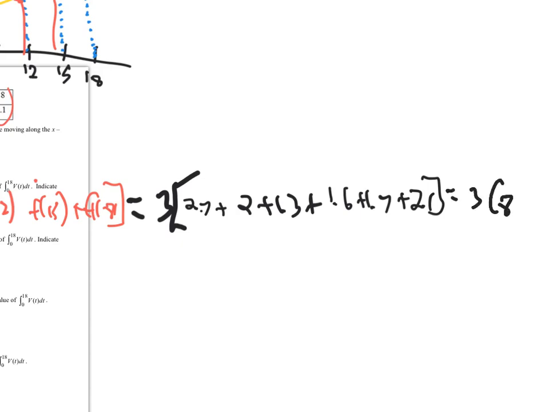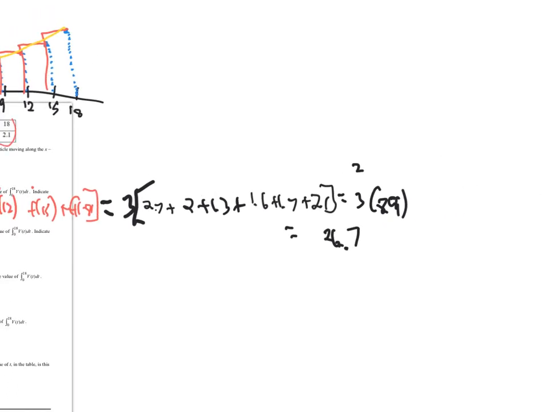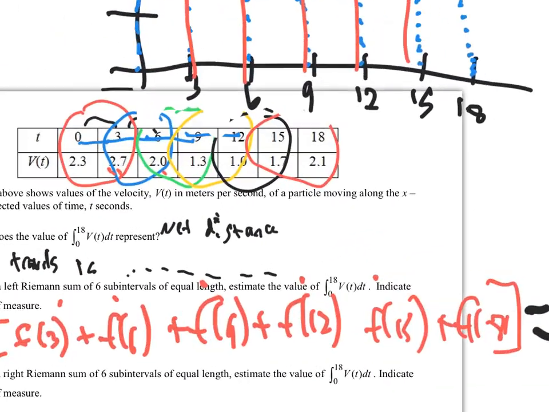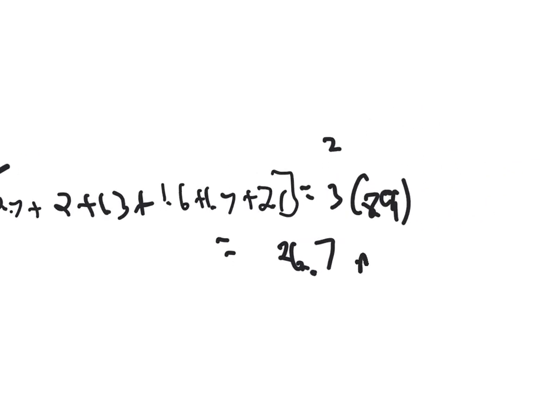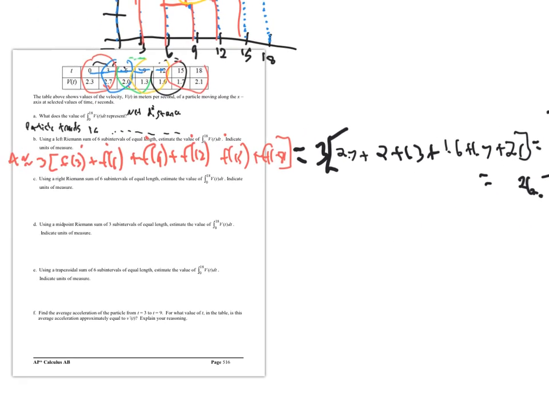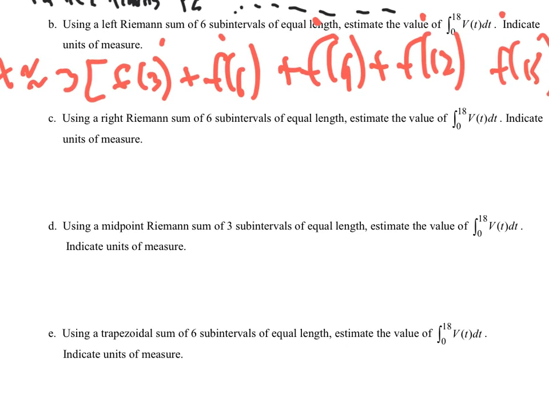3 times 8.9. And if I'm wrong, you can sue me in court. That's 26.7, and the units would have been, he said it was meters per second for the velocity, so this should just be meters. Please let me know if there's a mistake.